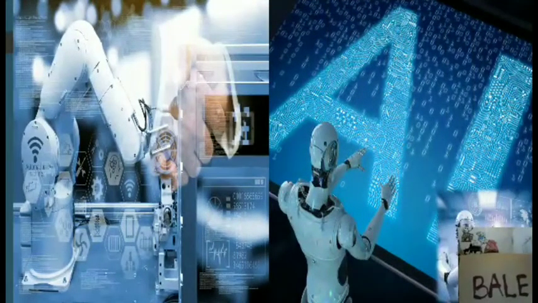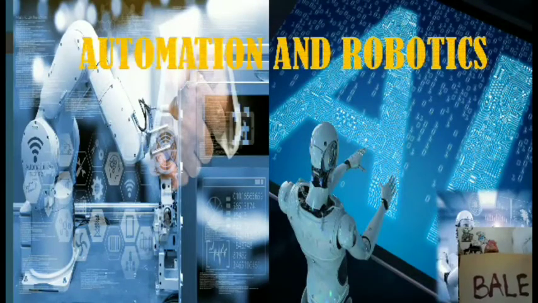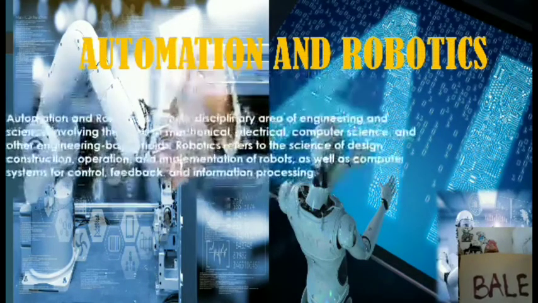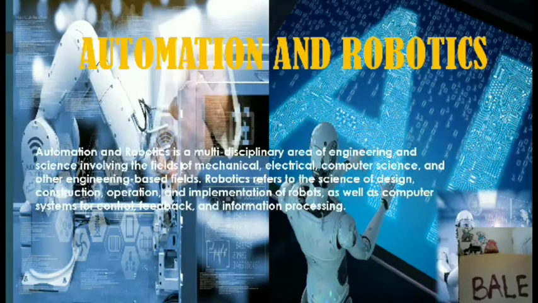Before I give you the example, let me first read what automation and robotics is. Automation and robotics is a multidisciplinary area of engineering and science involving the fields of mechanical, electrical, computer science, and other engineering-based fields. Robotics refers to the science of design, construction, operation, and implementation of robots as well as computer systems for control, feedback, and information processing.